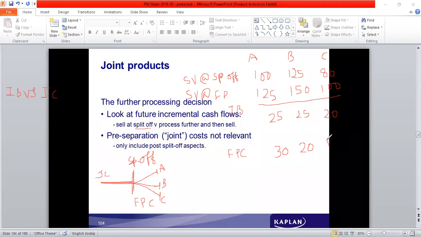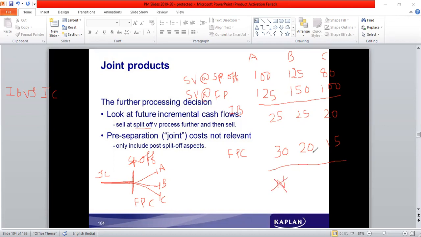Let's say here it is 15. So when we are comparing, which one should be processed further? The incremental cost is greater than the incremental benefit. Therefore, do not process it. Sell it at the split off point. Do not process it.